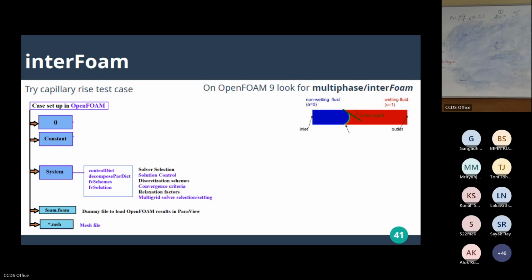And typically the structure, if you are going to look at it, will have something like the typical system, constant, 0. System means you will always have your control dictionaries, decomposePar if you are going to use multi-phase kind of things, the schemes, and also what kind of algorithm you are using for those solutions. In constant, you will always have the transport properties, where you will have additional things in terms of defining your setFields. Wherever fields are present, like gaseous phase, liquid phase, there will be something like setFields where you really specify where you would like to have the phase information.